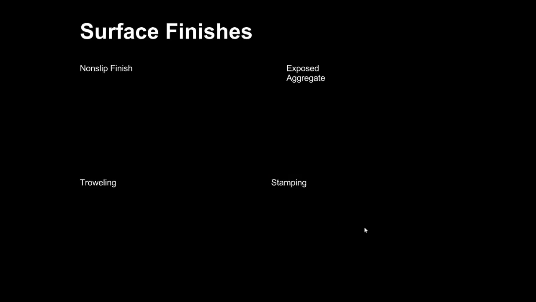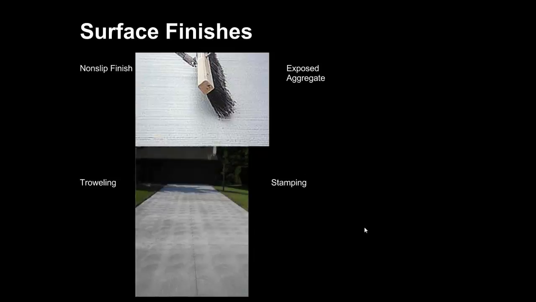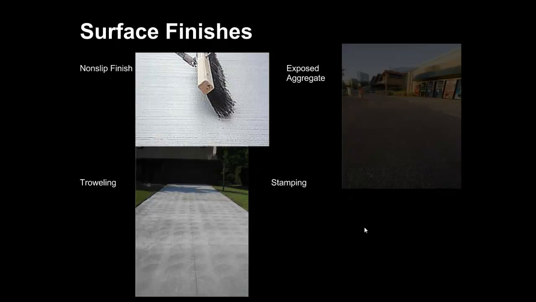You should also understand surface finishes. There's all kinds of surface finishes, but here are the four most common ones. There's the non-slip finish, which is basically using a brush or a broom to give it a rough texture, to give it a non-slip surface. Troweling happens when they go over it with a machine or by hand to basically give it a design. It's almost like the non-slip finish, but prettier. You can see this in parking garages or in public spaces.